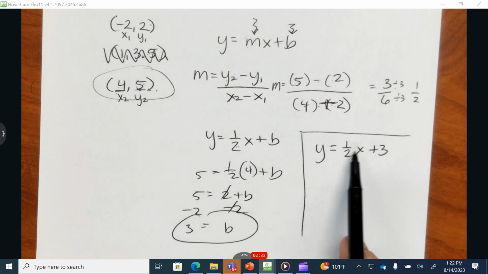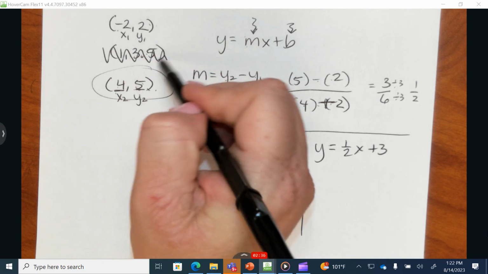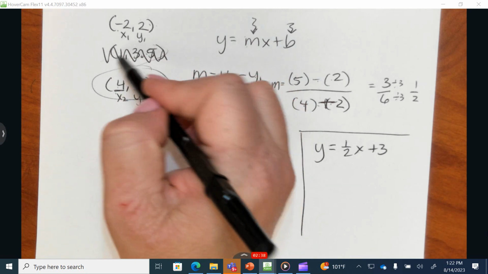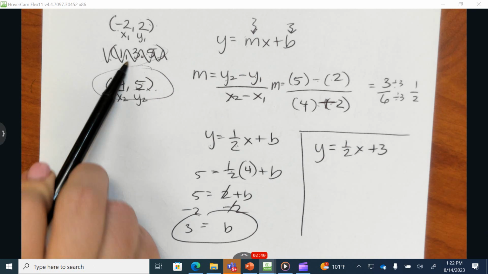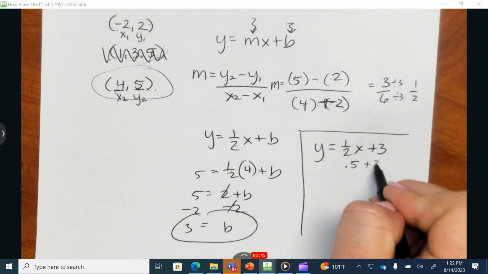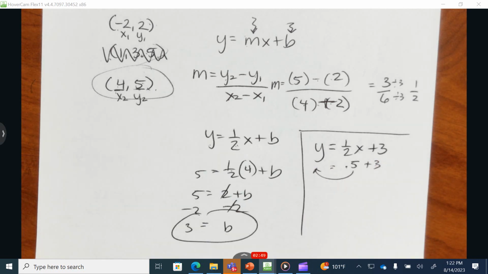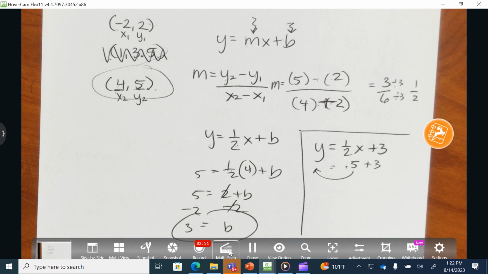I substitute in 4. Half of 4 is 2. 2 plus 3 is 5. And it would work as well. It would work as well for 1 and 3.5. If I substitute in 1, half of 1 is 0.5. And 0.5 plus 3 equals an output of 3.5. Let's practice another.